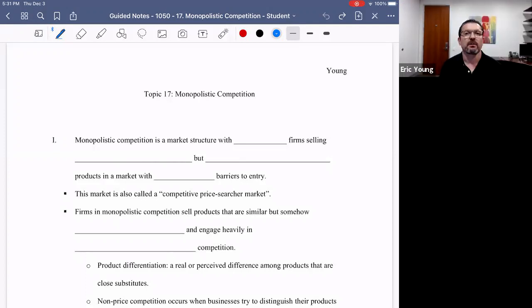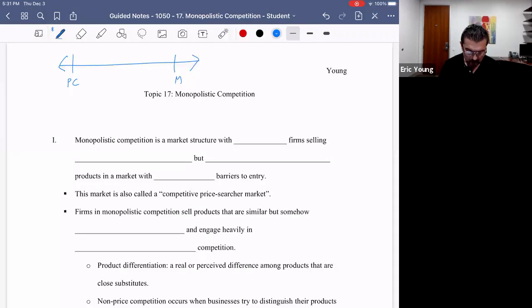In this series, we're going to be jumping into the market structure known as monopolistic competition. If you recall, we were looking at market structures through the lens of a spectrum or a continuum, and we had identified perfect competition as one extreme and monopoly as another extreme.